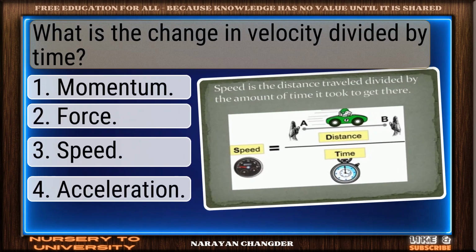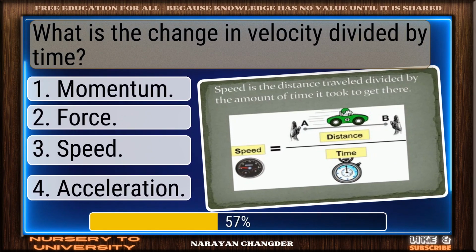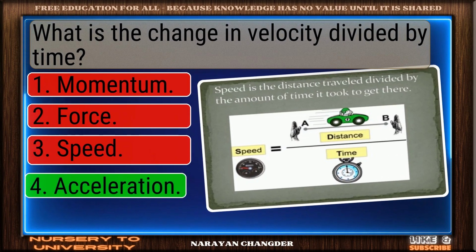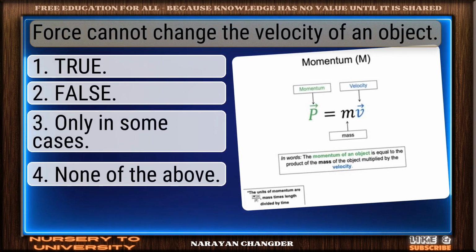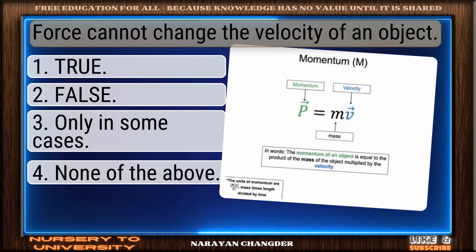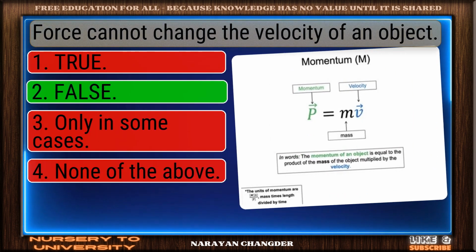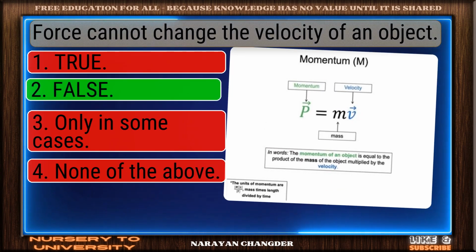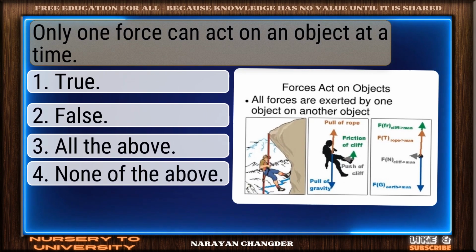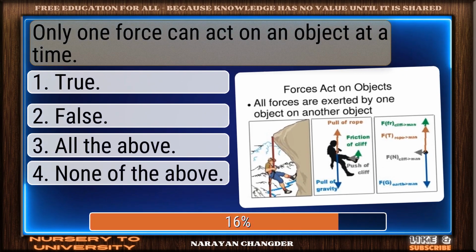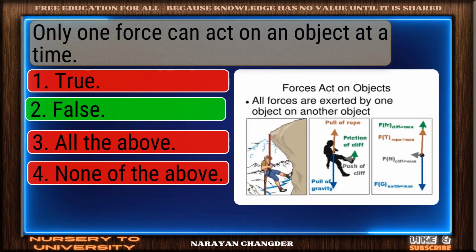Question number 195. What is the change in velocity divided by time? Smart pick. Acceleration is the correct choice. Question number 196. Force cannot change the velocity of an object. Great job. False is the accurate answer. Question number 197. Only one force can act on an object at a time. Correct. False is the right answer.